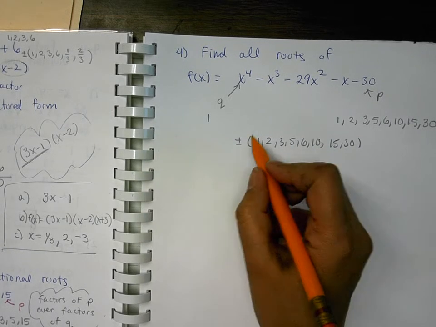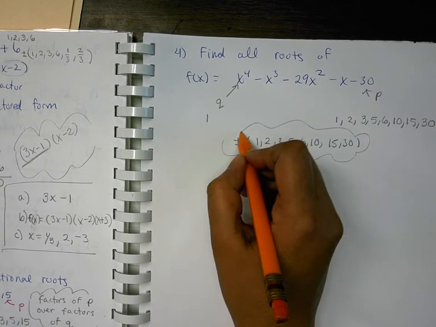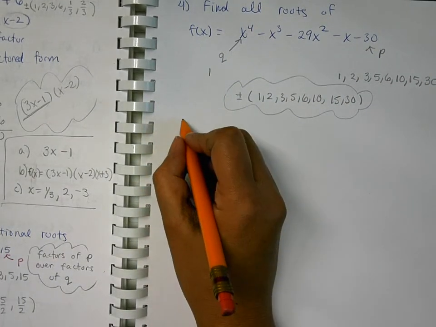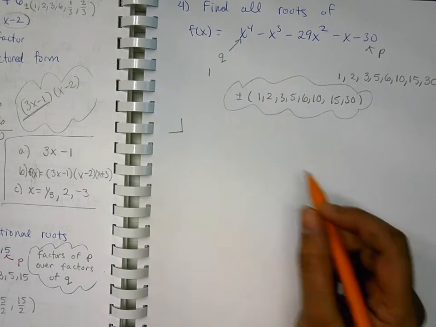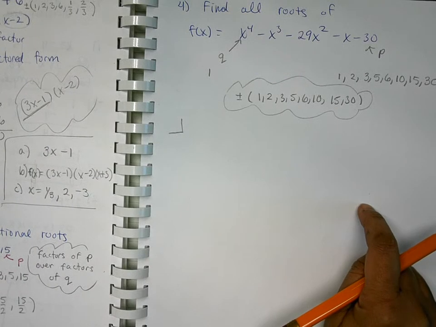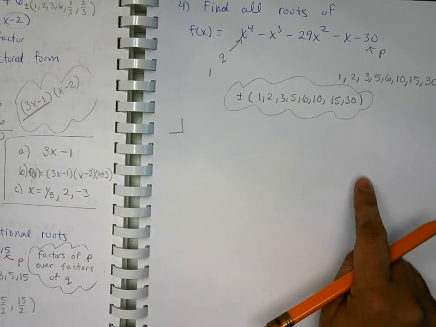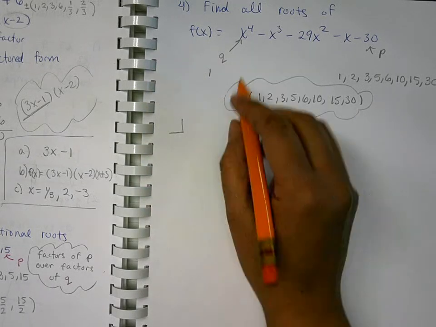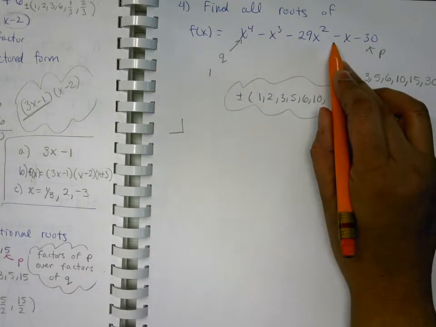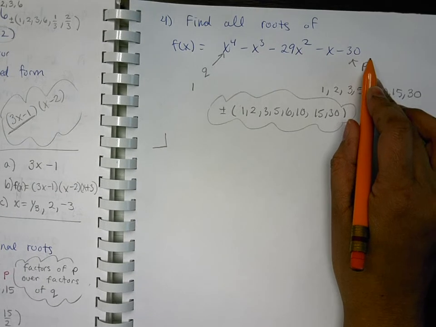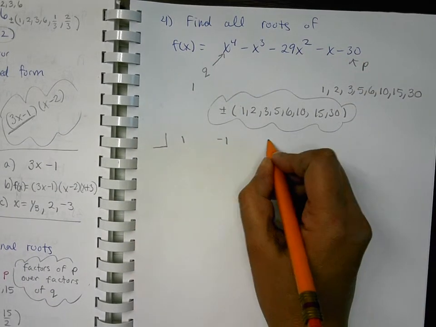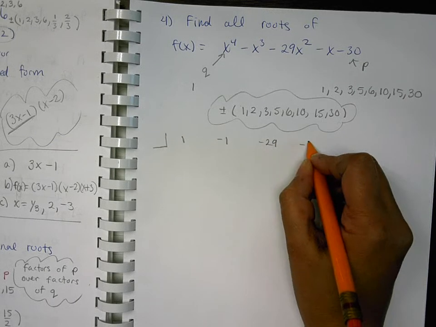All right, so we're going to take from this list and make guesses. How do we know if it works? If our last number is what? 0. If it's a root, the last number should come out to be 0. All right, 4th power, 3rd power, 2nd power, 1st power, constant. Are they in order and all there? Yeah. Okay, so 1, -1, -29, -1, -30.